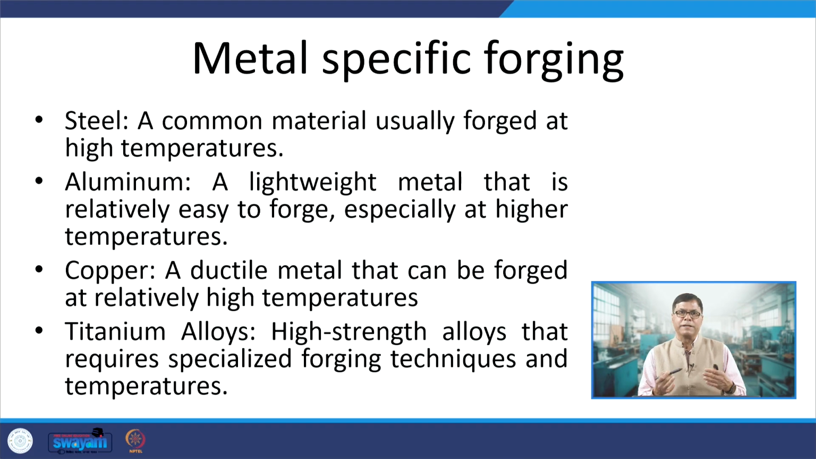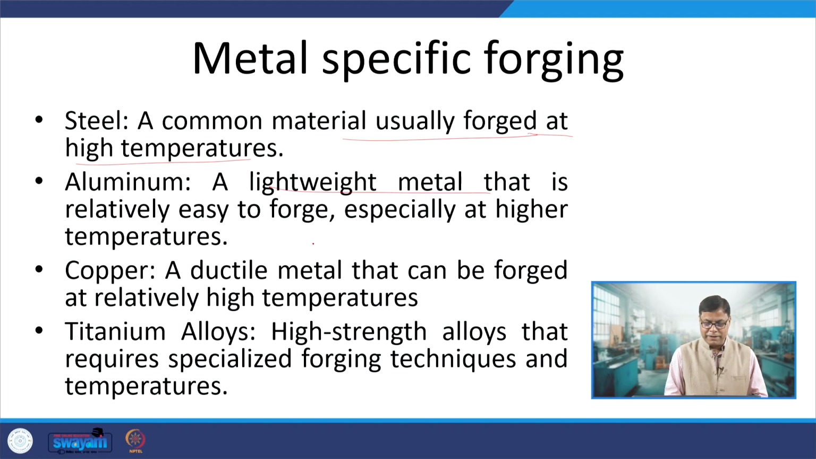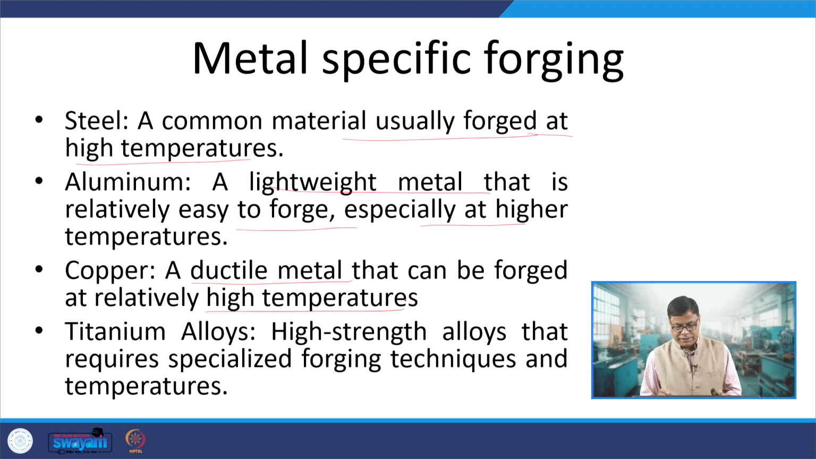Okay. So, now what are the specific metals and the forging conditions which are used? Steel is commonly forged at a higher temperature. Aluminum is a lightweight material that is relatively easy to forge, especially at a higher temperature. Copper is also a ductile metal that can be forged easily at a high temperature, and titanium needs a lot of precautions, as I said: a controlled environment to avoid interaction with environmental gases like oxygen, nitrogen and hydrogen, and close control over the temperature to ensure that the beta transition temperature is kept in mind. So, very close control over the temperature is maintained.